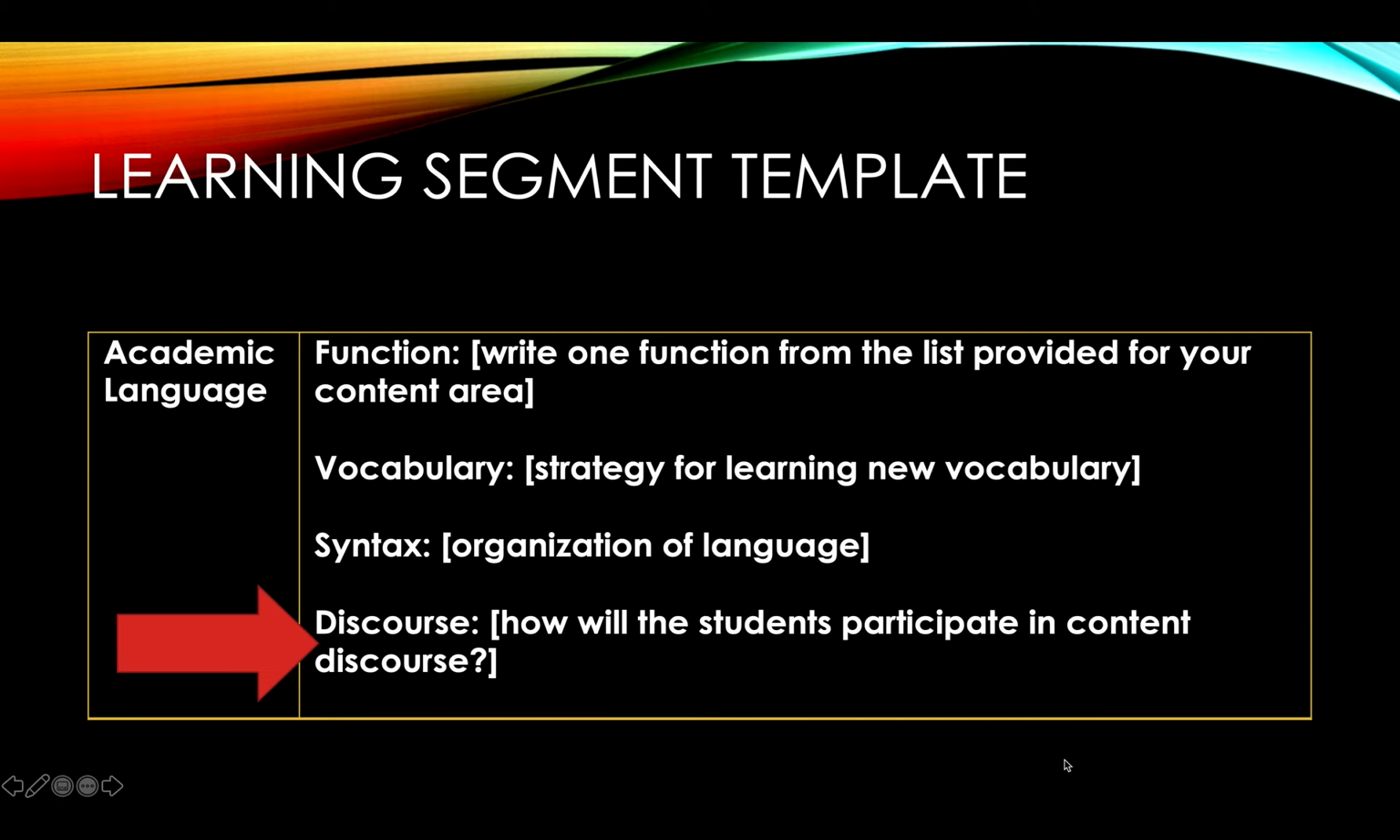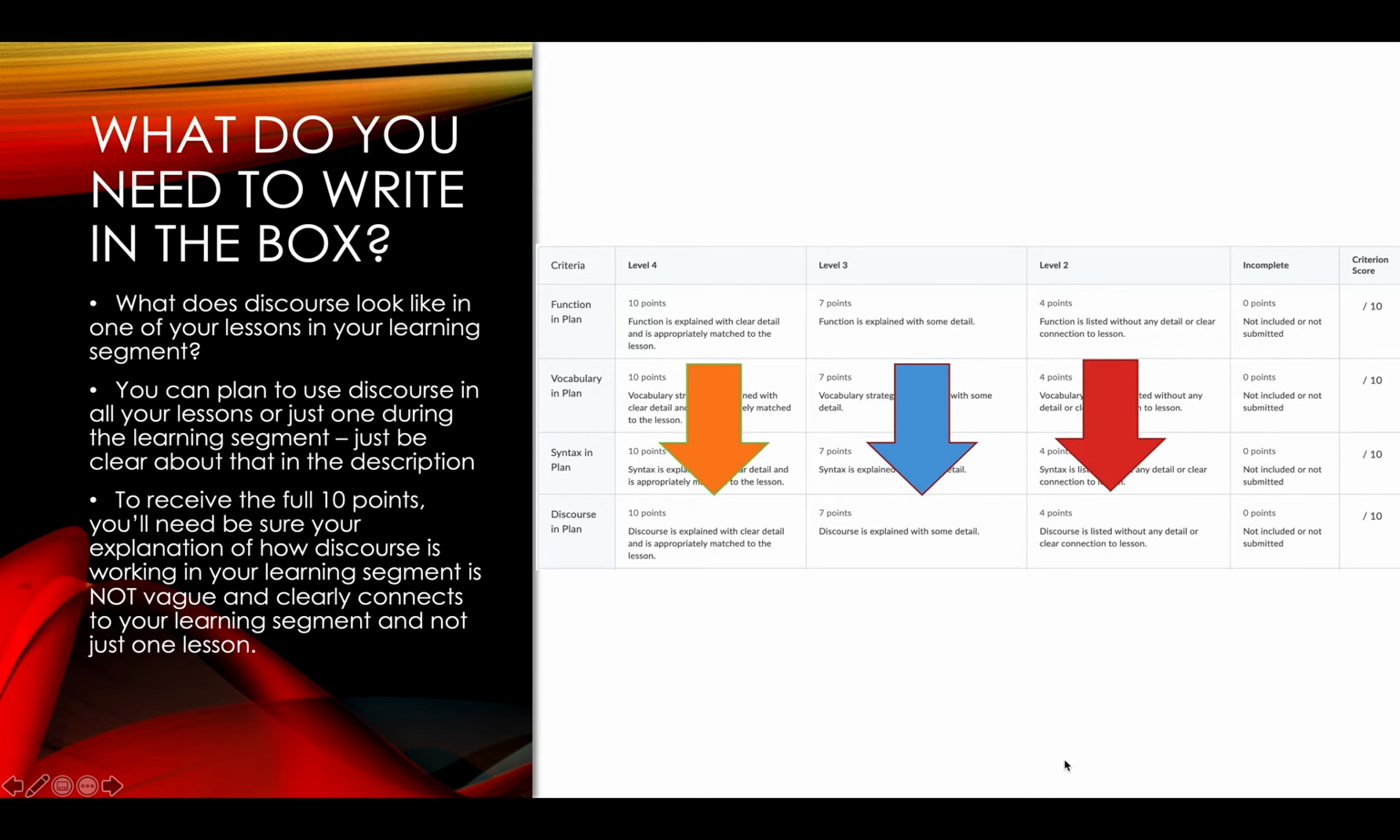Now, this is where you're going to, on your chart, talk about discourse. And I want you to think of discourse as, what's the message? What's the meaning that you want your students to convey? Maybe by the end of a particular lesson, maybe by the end of the learning segment. That's fine too. So think about what you think that looks like for your lesson when you come to our conference. And again, it can happen in all of your lessons, in more than one lesson, or just one lesson of your learning segment. Any of those options is completely okay.